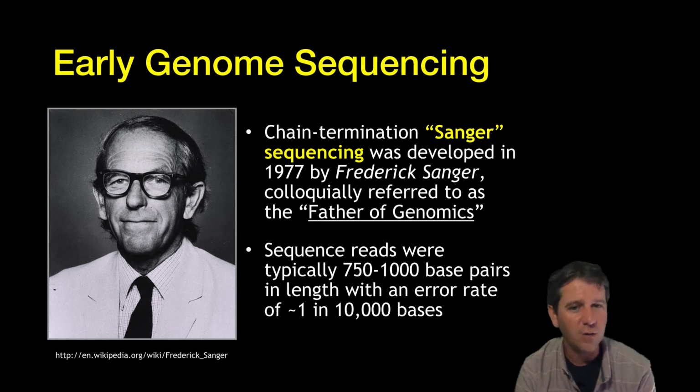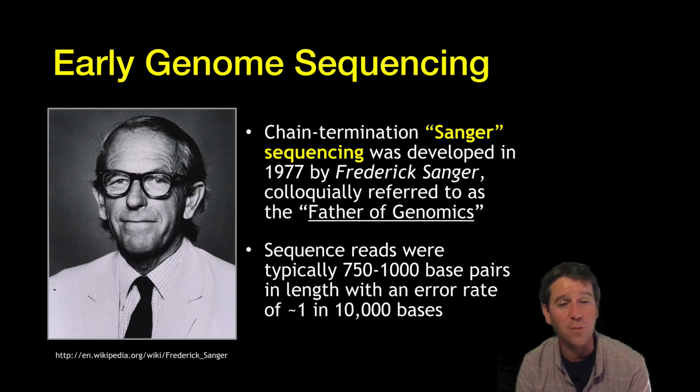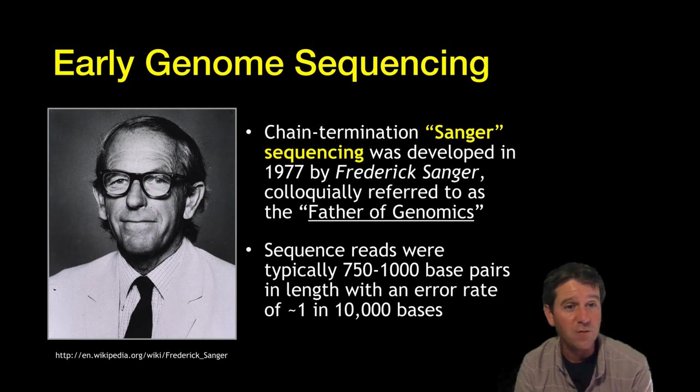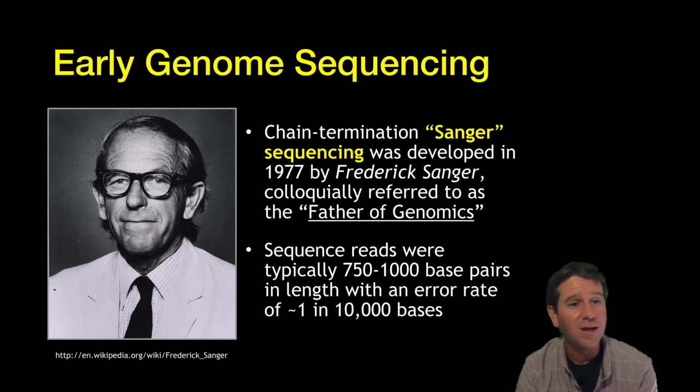And I don't want to spend too much time on these methods here, but what I will mention is that Sanger sequencing, good old Sanger sequencing, the reads were comparatively long. They were on the order of 750 to 1,000 base pairs, right? So much longer than the 300 base pairs we get out of a modern Illumina sequencer, for example. And they had comparatively low error rates, right? 1 in 10,000 bases, for example. Again, better than many other modern approaches.